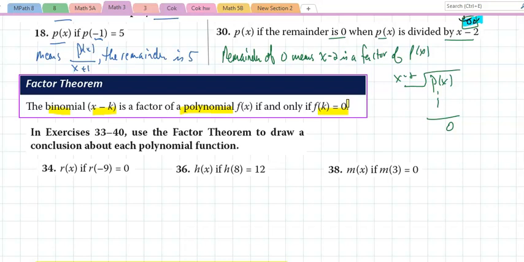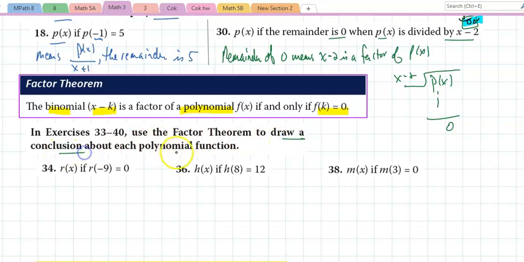So now, how can we find a remainder? We could do the division. We could use long division, look at the remainder, synthetic division, look at the remainder, or we could just plug the value in by the remainder theorem. So here they say, well, let's see. What can you draw about the conclusion? Use the factor theorem to draw a conclusion.